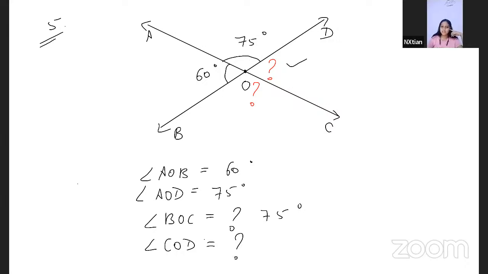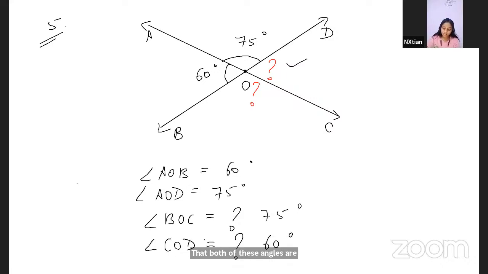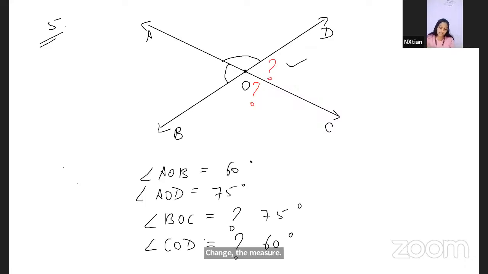COD will be 60 degrees, okay? Because vertically opposite angles are equal. So it will be 60 degrees. Okay. Now, like I said, it is a practice question. Usually both of these angles are equal to 180 degrees. So I will change the measure. And now this line, can you see? I will re-explain it. Can you see this line? POD.